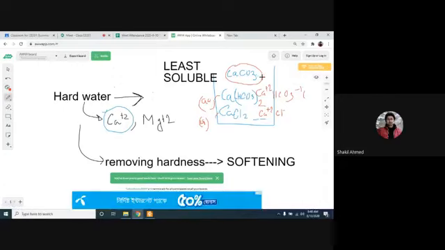Now, what about this calcium carbonate? This is not a dissolved form. This is basically solid form. And whenever you convert calcium bicarbonate or calcium chloride to this form, then it will precipitate as a solid. It will precipitate. Is it clear?